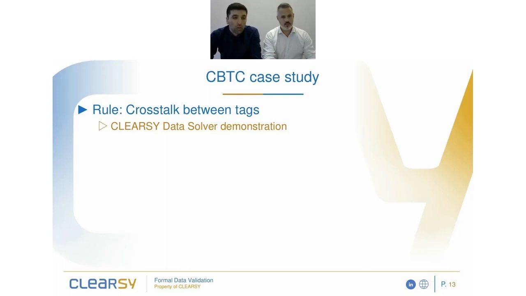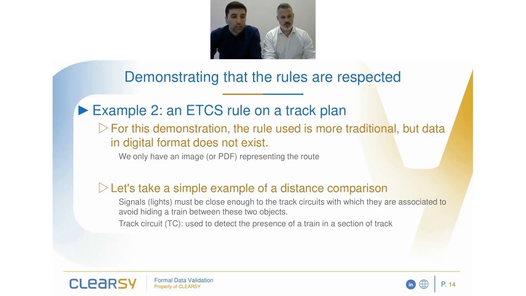Okay. So now that we have seen this CBTC case, we can take a look at another case, which is for ETCS, for mainline validation.